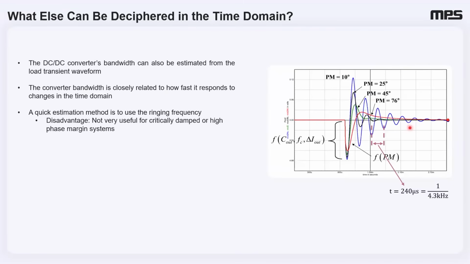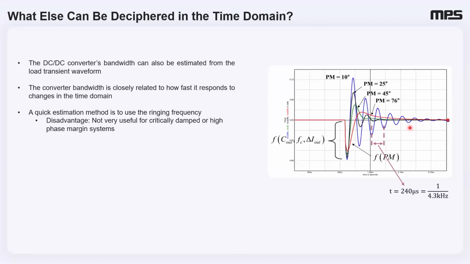However, it is important to note a limitation. This method becomes less reliable for systems that are critically damped or have very high phase margin, as the ringing may be minimal or absent, making it difficult to measure the ringing frequency accurately.